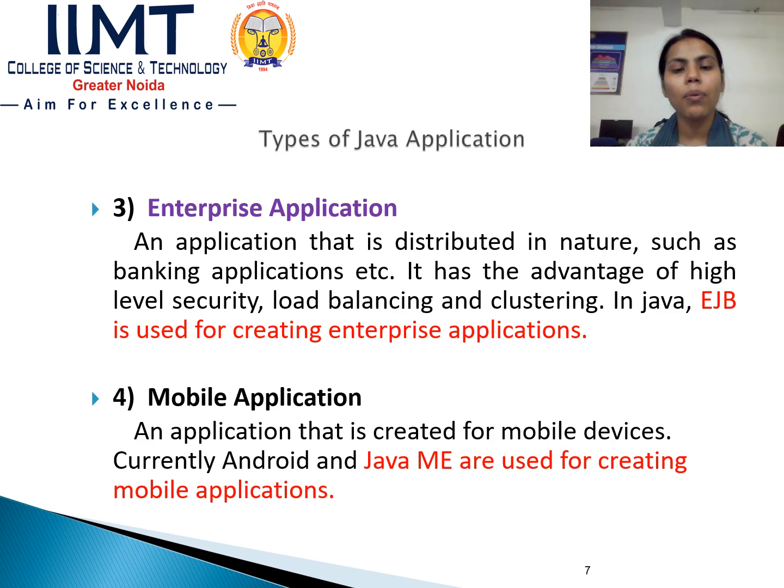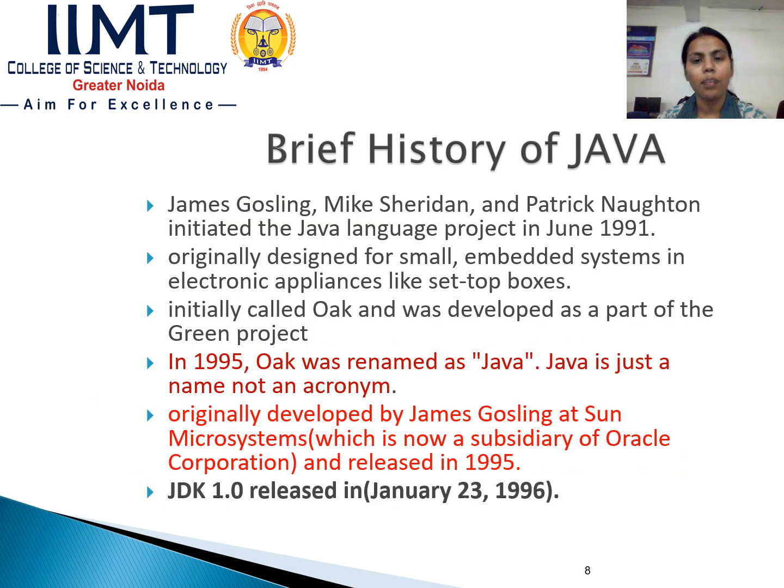Fourth, mobile application. An application that is created for mobile devices. Currently, Android and Java ME are used for mobile applications. Now, a brief history of Java. James Gosling, Mike Sheridan, and Patrick Naughton initiated the Java language project in June 1991. It was originally designed for small embedded systems in electronic appliances like set-top boxes. Initially called Oak, it was developed as part of the Green project.